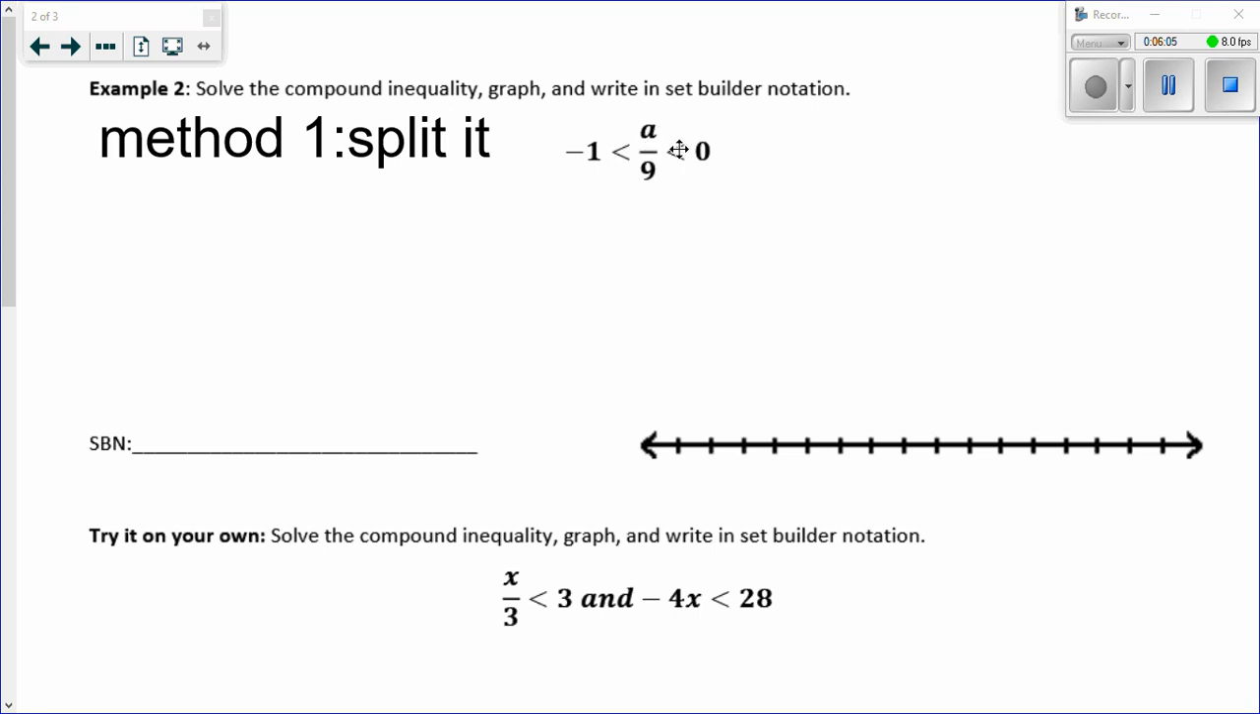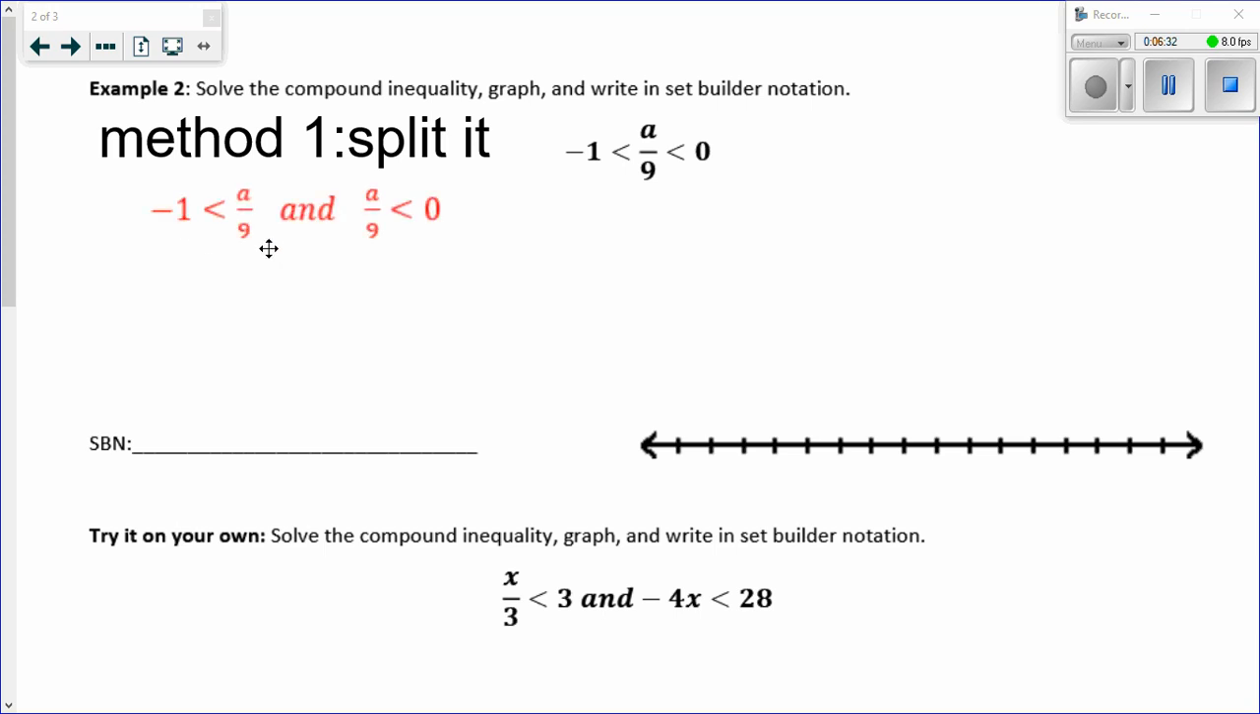So I basically cover up one inequality and the number behind it to get my first inequality. And then I cover up the other inequality to get my second one. So it's -1 is less than a over 9, and then put the and in the middle, and a over 9 is less than 0. So I kind of duplicate the middle and just split it that way. Everybody gets a piece of a over 9. And then I just go ahead and solve it.